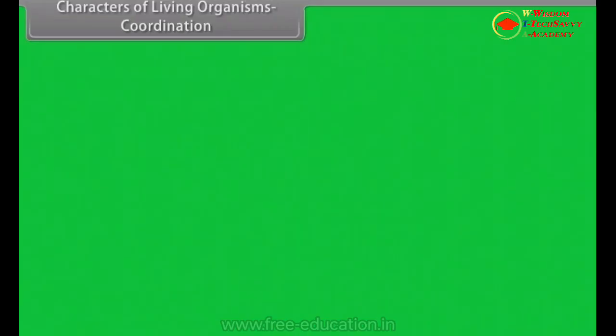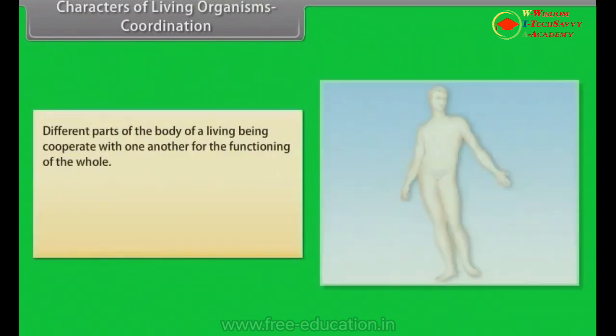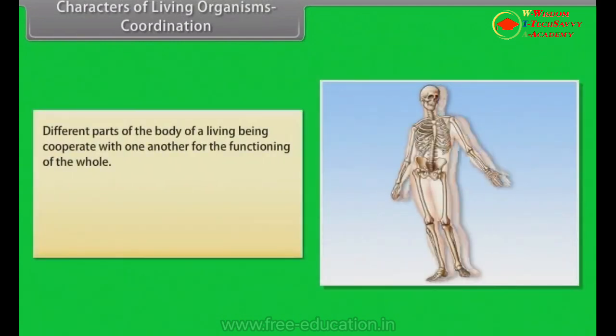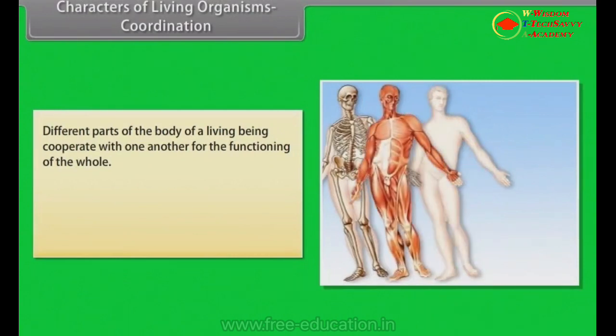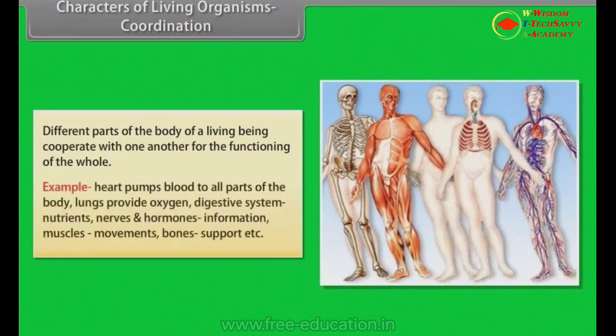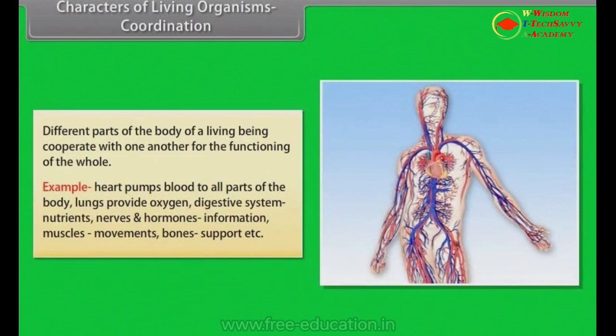Characters of living organisms. Coordination. Different parts of the body of a living being cooperate with one another for the functioning of the whole. Example: heart pumps blood to all parts of the body, lungs provide oxygen, digestive system, nutrients, nerves and hormones, information, muscles, movements, bones, support, etc.